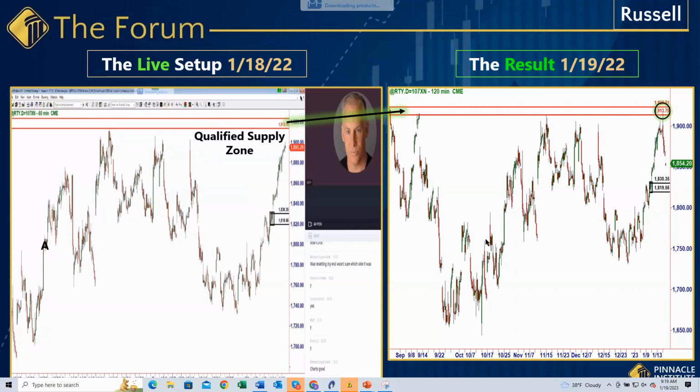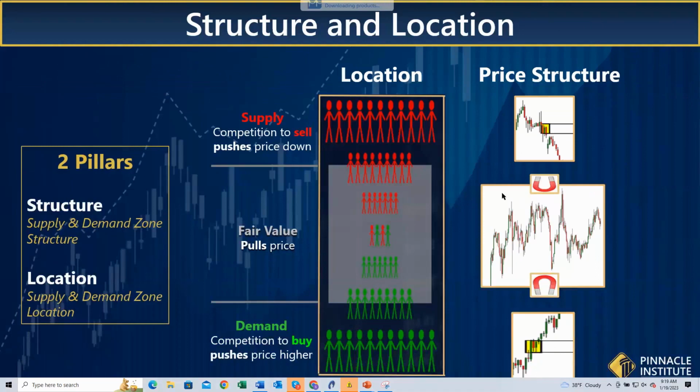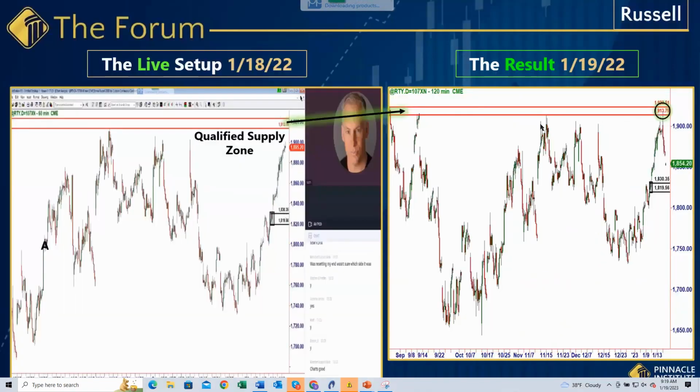So remember, step one, we identify fair value. We ignore anything that looks like a supply or demand zone in here because the imbalance is low, which means the probability of them working is low. We then look above fair value for a qualified supply zone and below fair value for our qualified demand zone. Okay? And here's an example that just met entry yesterday of exactly that.